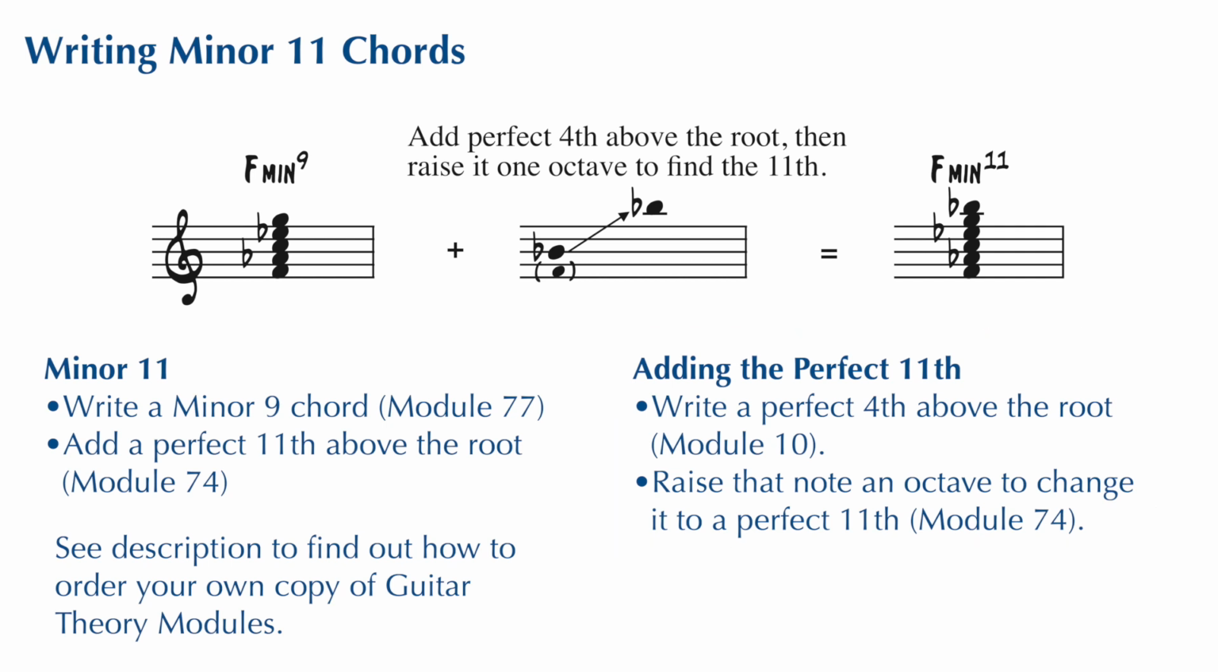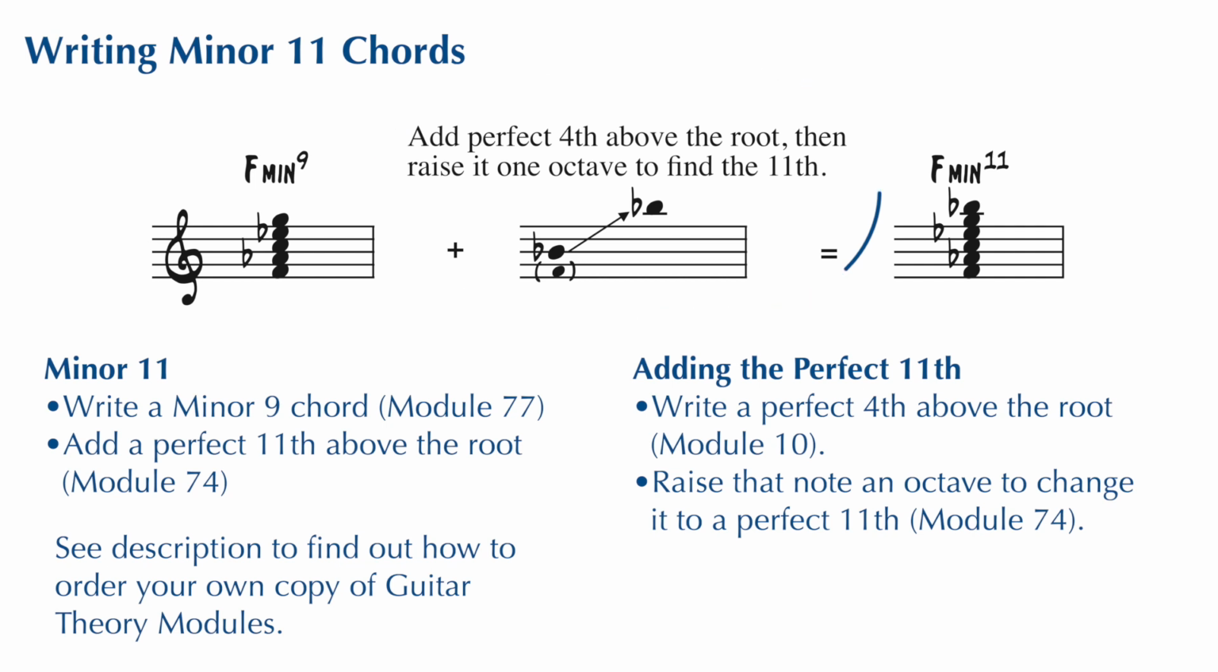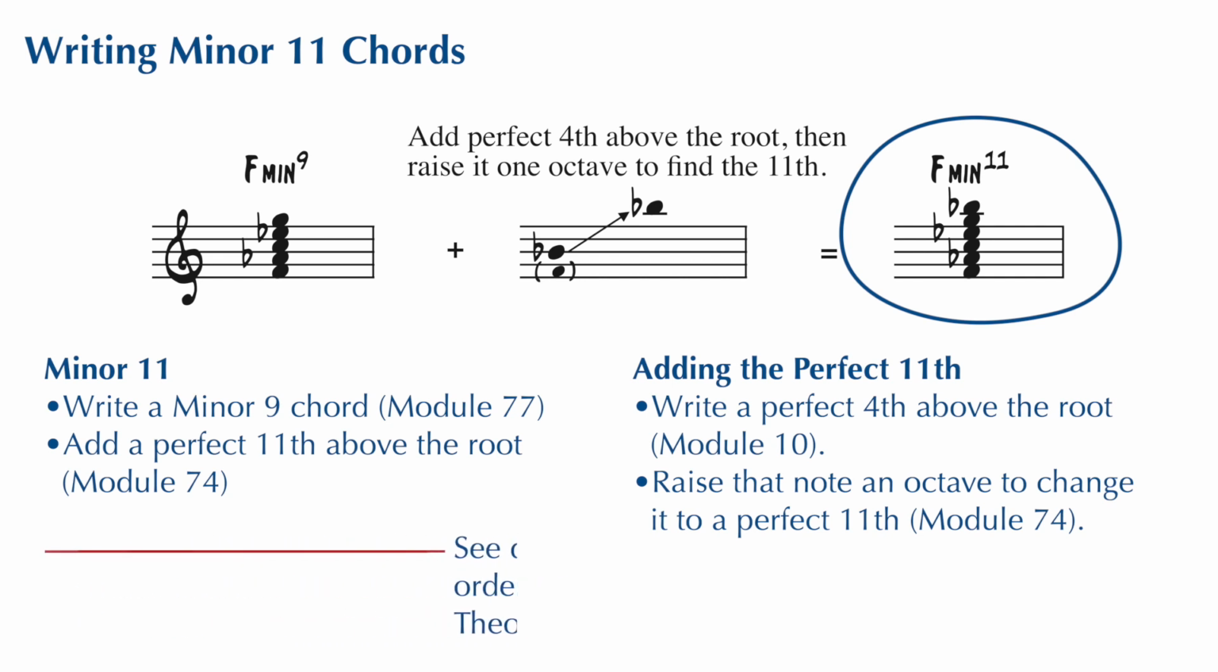So to write an F minor 11 chord, you would first write an F minor 9 chord. That's going to be F, A flat, C, E flat, and G. Next, we need to add that perfect 11th. So to do that, you can first add a perfect fourth above the root. So your root is F, perfect fourth above that is B flat, and then we can raise that B flat to find the 11th above our root. And now we have F, A flat, C, E flat, G, and B flat, or F minor 11.